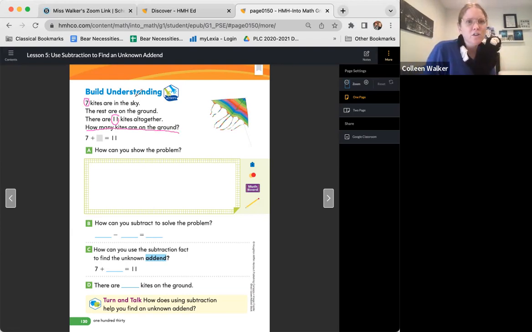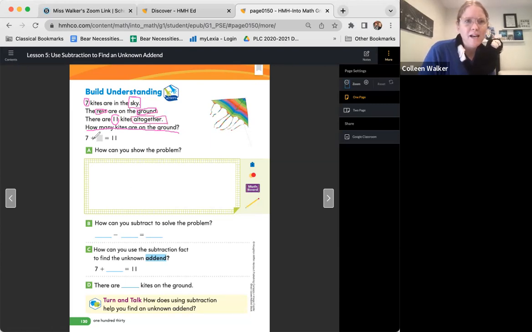So 7 kites are in the sky. That's important to know where the kites are. The rest are on the ground. The rest of them are on the ground. There are 11 kites all together. That's important. We need to know how many kites there are all together. Let's try that one again. There we go. All right.